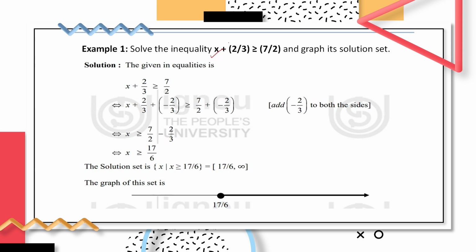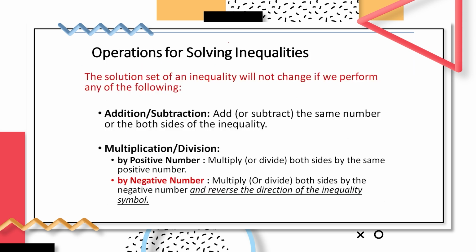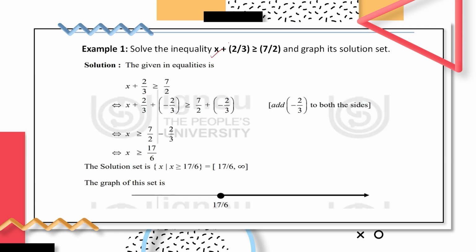Now, x plus 2 by 3 greater than or equal to 7 by 2. Referring to the earlier rules, that is addition and subtraction, when we are adding or subtracting the same number on both sides, the inequality will not change. So in order to simplify this, we are adding minus 2 by 3 on both sides of this inequality.